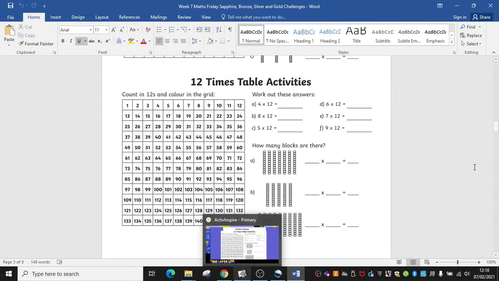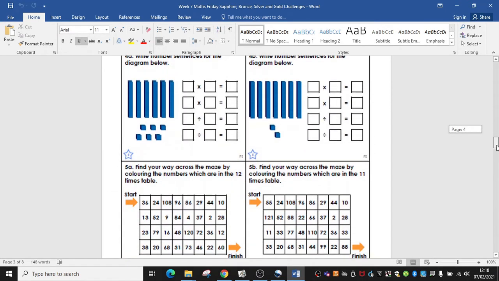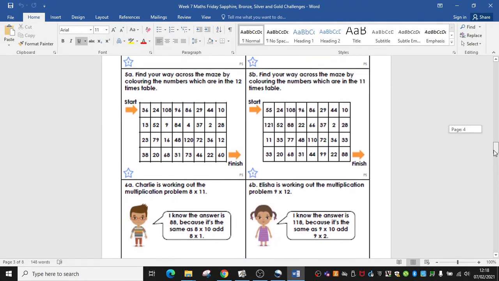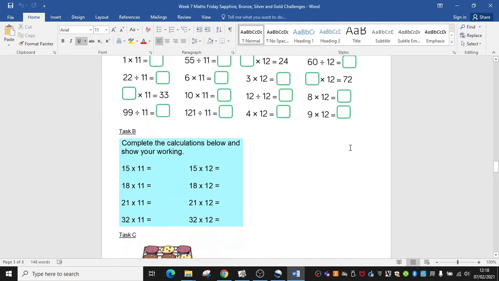Now, when you do the silver challenge, you'll see there's a series of problems involving the 12 and the 11 times table. And what I'm about to talk you through in a minute is very much part of the gold challenge. It's this task B, but I think it would be worthwhile anyone who's thinking of doing silver or gold listening to this, because there's some nice skills involved in this activity.